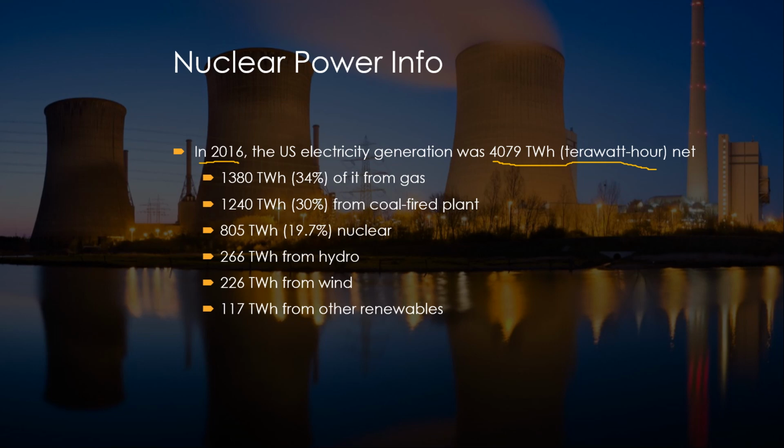So of 4079 terawatt hours, 1380 terawatt hours, that's 34%, is from gas. 1240 terawatt hours, that's 30%, from coal. 805 terawatt hours, that's 19%, from nuclear. 266 is from hydro, 226 from wind, 117 from other sources. So for nuclear, I'm going to highlight it right here for you. It's about 19 to 20%.